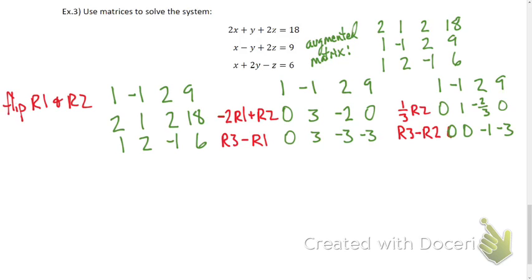Last step, it's a little overkill. You don't really have to do it, because if you see that negative z equals negative 3, you know what the answer is. But we're going to go negative 1 times row 3. Copy down row 1 and 2. And we get 1, 3. Now we're about done, finally.